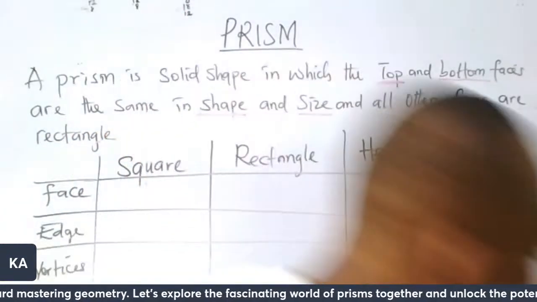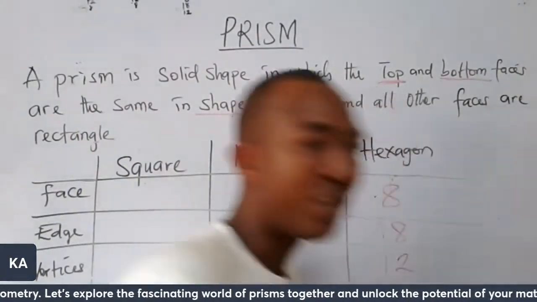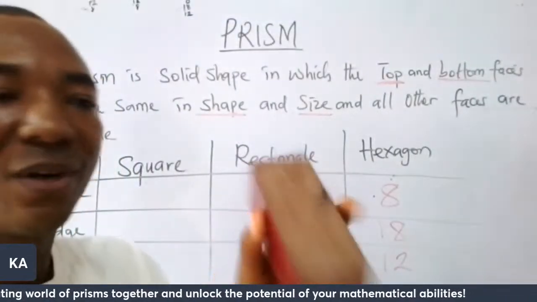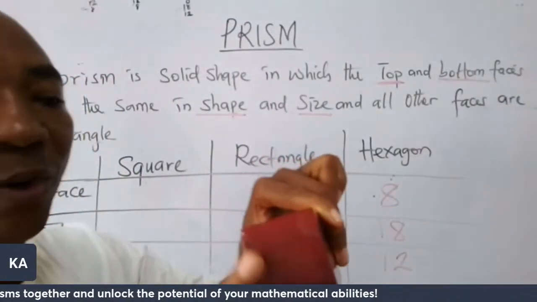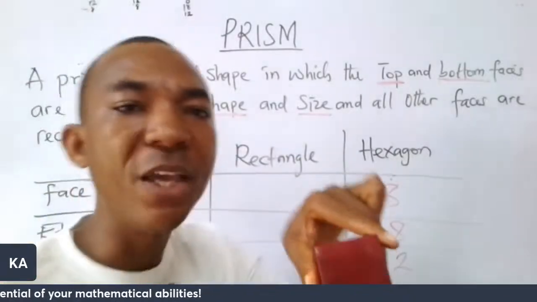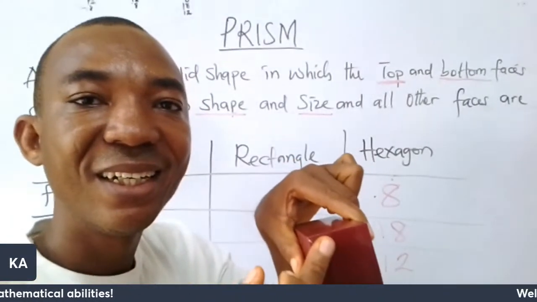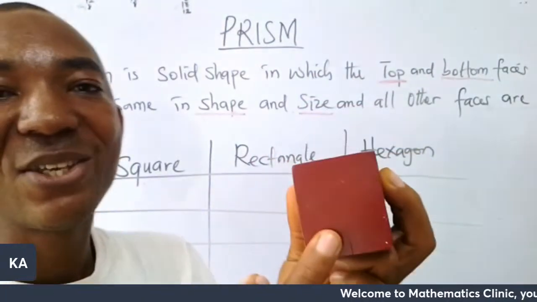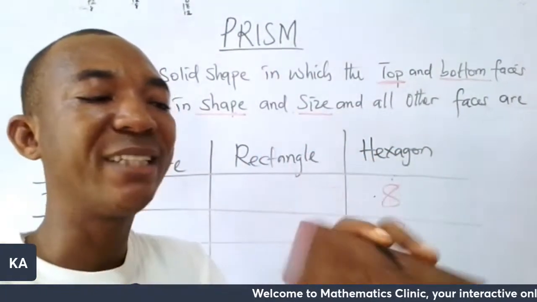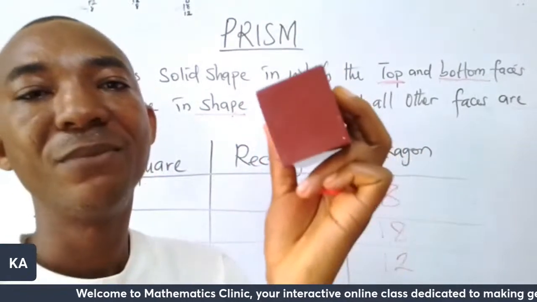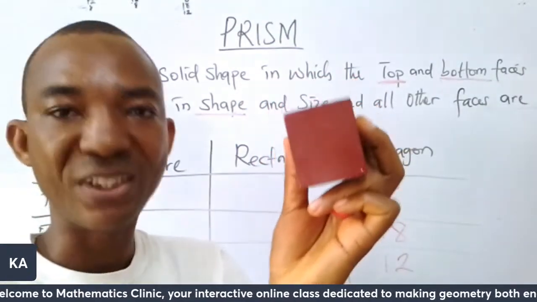Let's look at another prism. Can we see this now? It's also a prism because when you look at the top and the bottom, they have the same size and the same shape. Can you tell me what shape is this? Great, a square. What about this? Square. Then therefore this is a square prism.